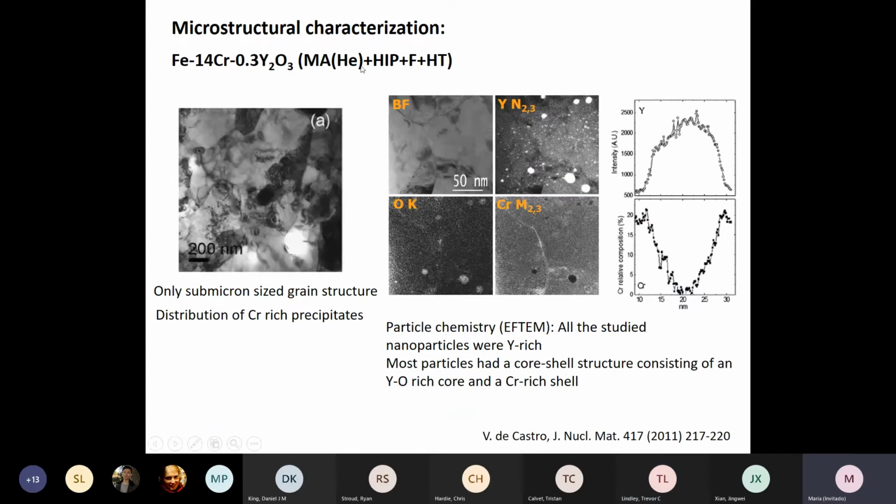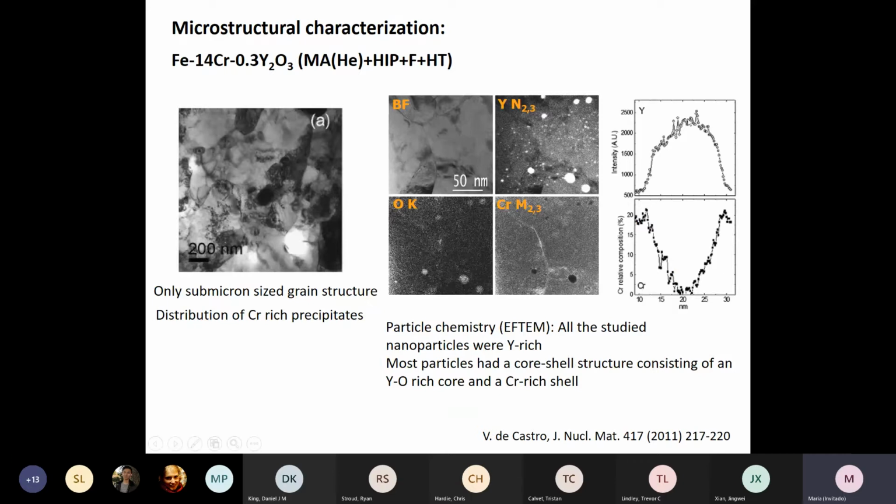And here we see the same milling atmosphere in helium, but with yttrium oxide. And here we can clearly observe this nanometric dispersion of particles that I mentioned at the beginning. And these are the important ones because they are going to act as sinks for dislocation propagation, and they are going to enhance the mechanical properties of the alloy.